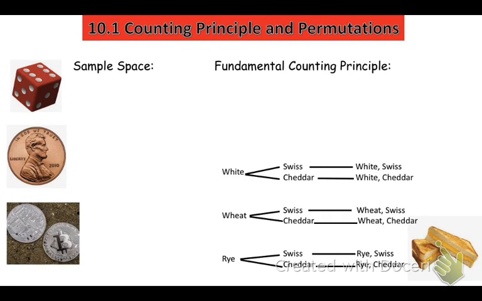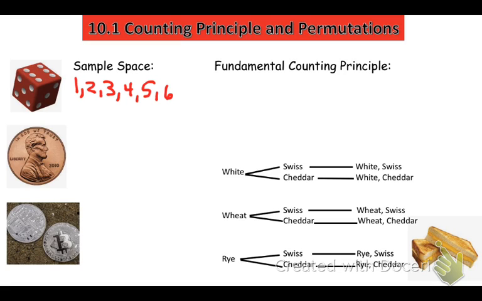Chapter 10 is about probability, in which there are sample spaces within our experiments. So I just have three very simple experiments. Maybe if we were rolling a standard die, if we took the sample space of that, it would be 1, 2, 3, 4, 5, 6.